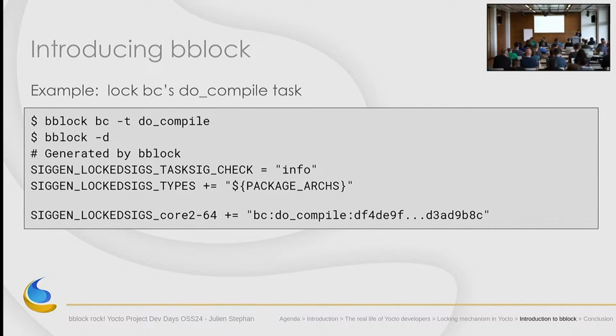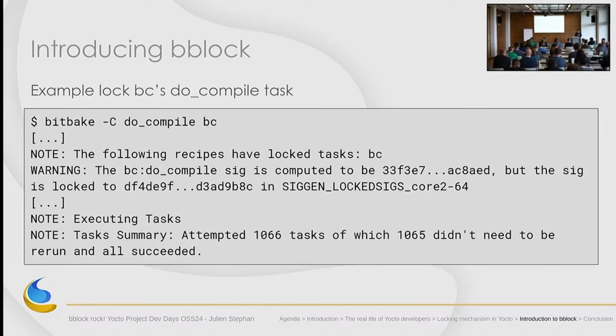But how can I be sure that the task is locked? You can trust me, or you can test. You can use -C, or you can update the do_compile body of the task from bc, and you will now have these 2 new lines. The first one is a note stating that we have locked tasks from several recipes. Here we have only bc. And the second one says that the do_compile signature is computed to be something, but the signature is locked to something else. And at the end, we can see that it attempted to run a lot of tasks, and none was rebuilt, and all succeeded, so nothing was done. If I have time at the end of the presentation, I will try to do a live demo so we can see that in action.